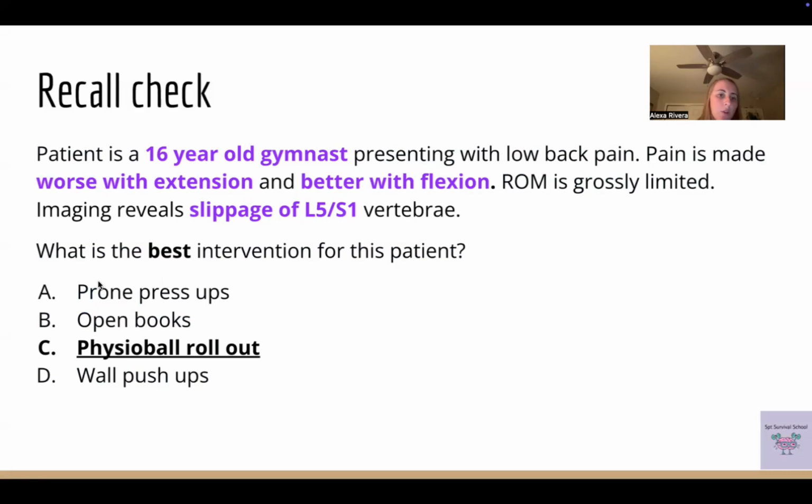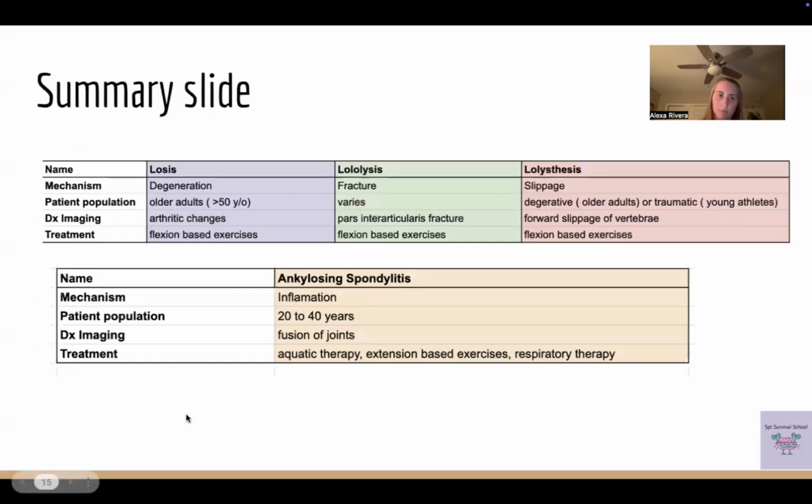So going through the answer choices here, prone press-ups would cause pain, so we wouldn't do that. Open books wouldn't address the problem. Physio ball rollouts, that looks good because this condition responds well to flexion-based exercises. And then wall push-ups, that was just a distractor answer. So this chart puts everything together. You can categorize what's what, comparing and contrasting these three conditions.